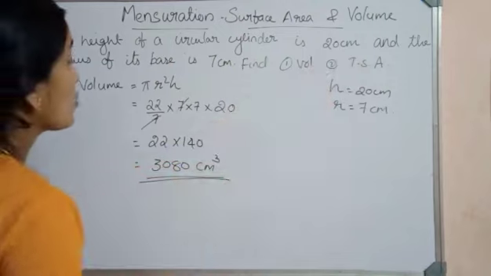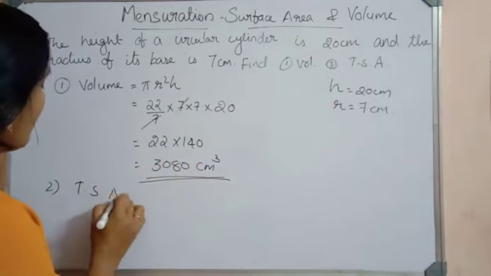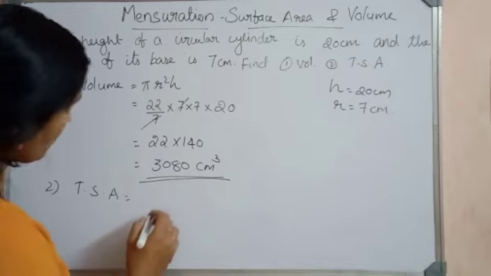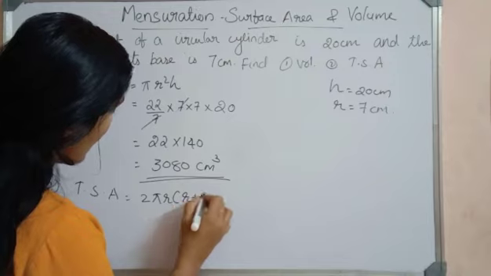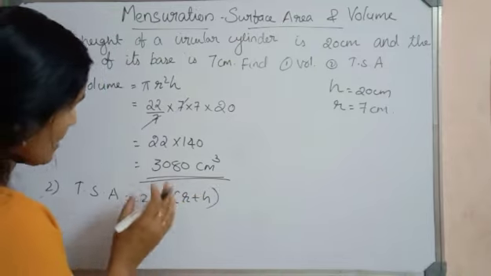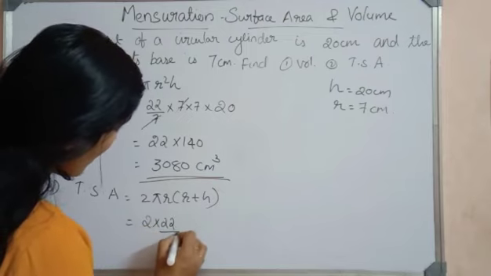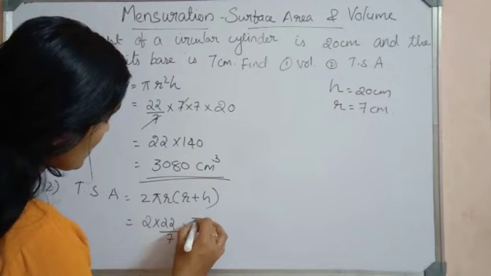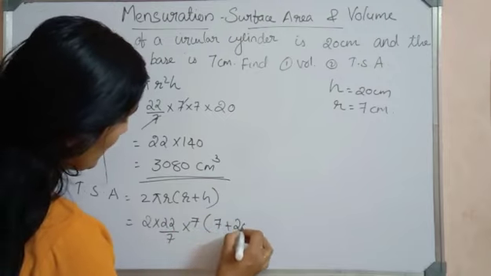And the next one is the total surface area. The total surface area is equal to 2 pi r into r plus h. This is the formula to find the total surface area, and let's substitute all the values. This is 2 into 22 by 7 into 7 and bracket 7 plus 20.